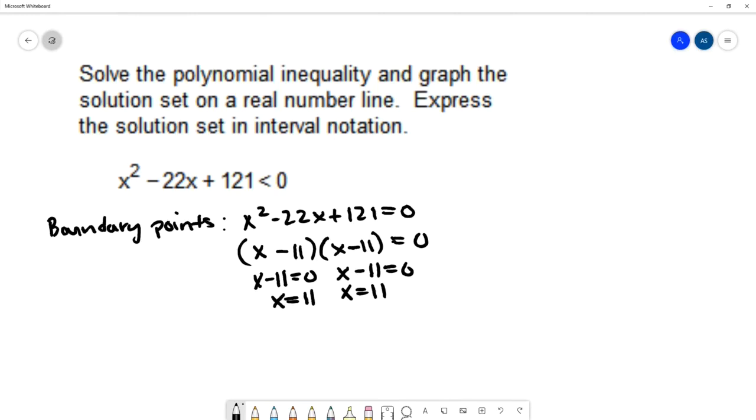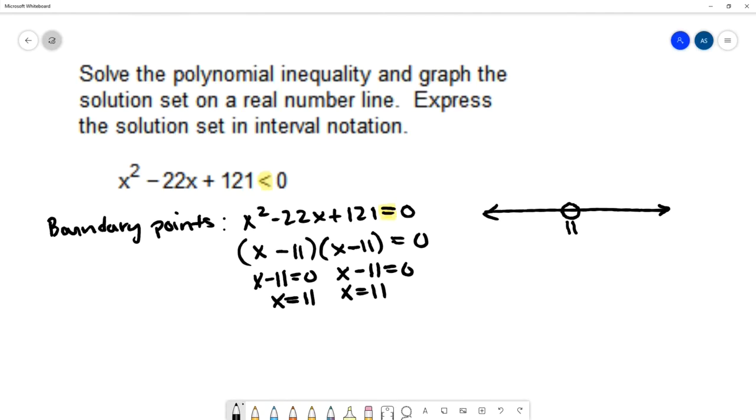Now, because those are repeated, I only need one of them, and I'm going to put that boundary point on the number line. And when I put it on the number line, I can also take note of that original inequality. Notice it's a less than. Less than doesn't include equal to. So this boundary point will not be included in our solution set. So we know that 11 is not part of the solution set for this inequality.